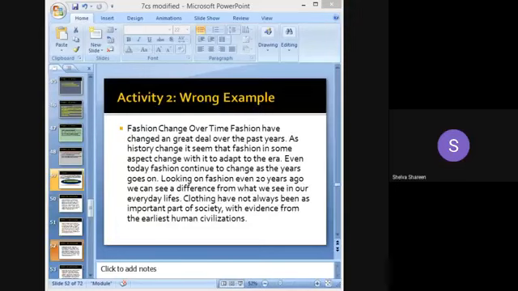Who'll read the first sentence and tell me what is wrong? Fashion change over time. First of all, C and O shouldn't be capital letters. There should be a full stop after time. And what about T? Why should T be capital? T should be capital, right? No, ma'am. Okay, I was just checking your knowledge.